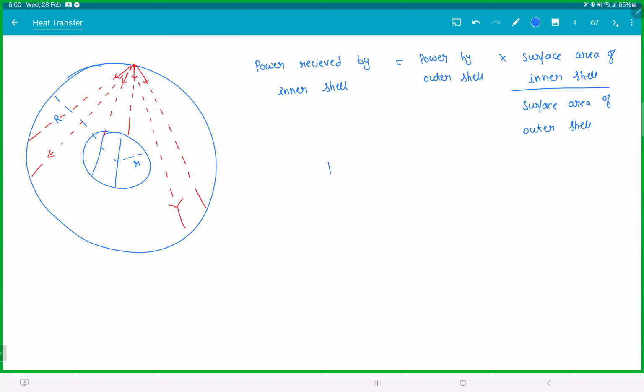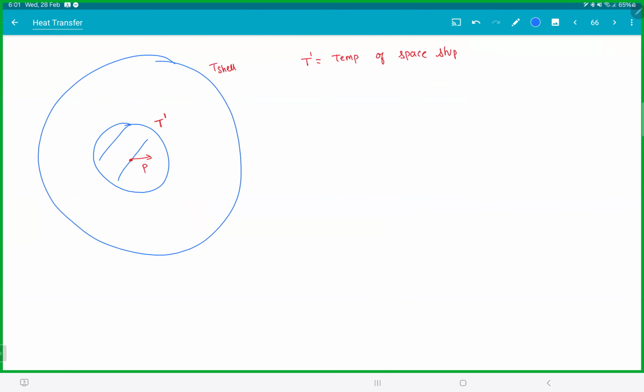So in our scenario here, the power received by the inner shell is the power emitted by the outer shell into 4 pi r square by 4 pi 2r whole square, which is P by 4. Are you getting this? So whatever power the outer shell is emitting, you get only 1/4 of the power of the shell. Is that making sense, everyone?